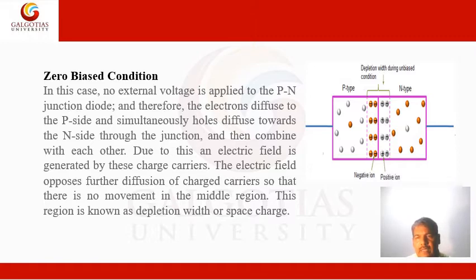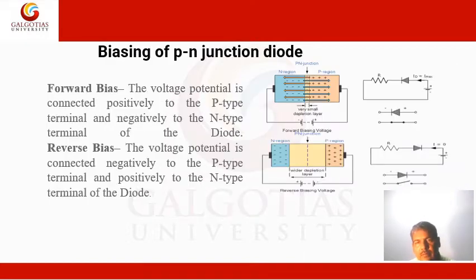When they combine, they form positive and negative ions near the junction, and due to this, an electric field is developed at the junction. This electric field is named the internal electric field here, which is directed from n-type to the p-type semiconductor. And if no voltage is applied across the junction, this is the zero biased condition. Biasing of PN junction diode.